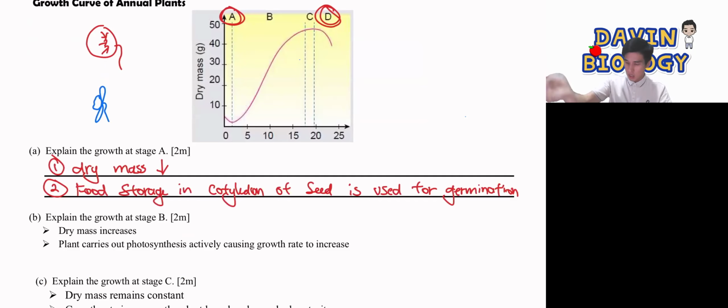And yes, Susan, you can say that also. Seed coat is discarded, so they throw away the seed coat later, the skin of the seed. You also can say that. That's why they become lighter.